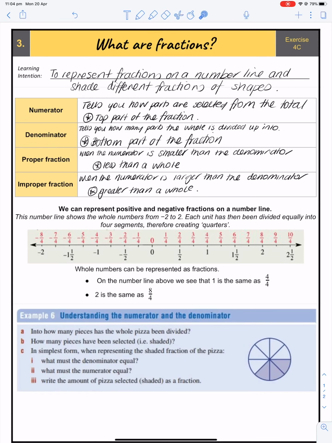Okay, so this lesson we are starting to have a look at what fractions are. Okay, and our learning intention is to represent fractions on a number line and shade different fractions of shapes.